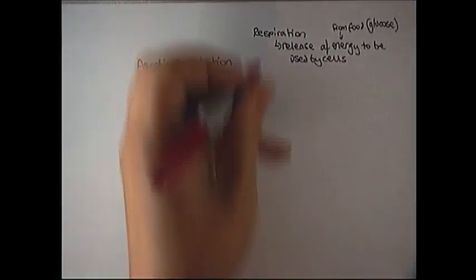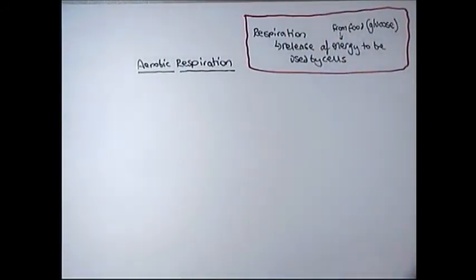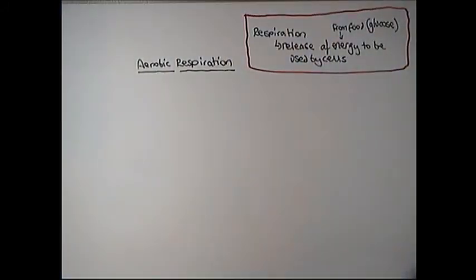And that's where we got to last time, and we talked about the idea that the energy being released in respiration is used for a range of processes by cells, such as active transport, polymerization, so building large molecules, and also for the cell to move. Today we're going to talk about aerobic respiration.